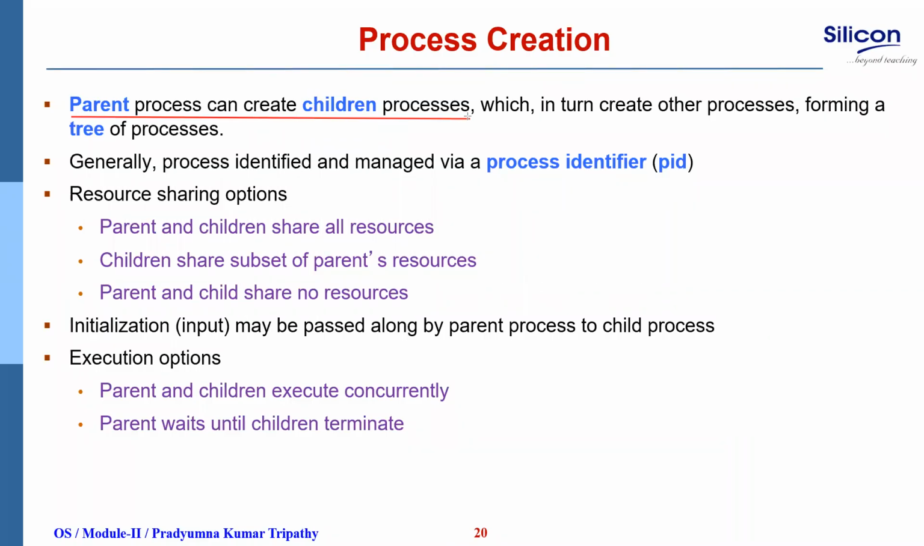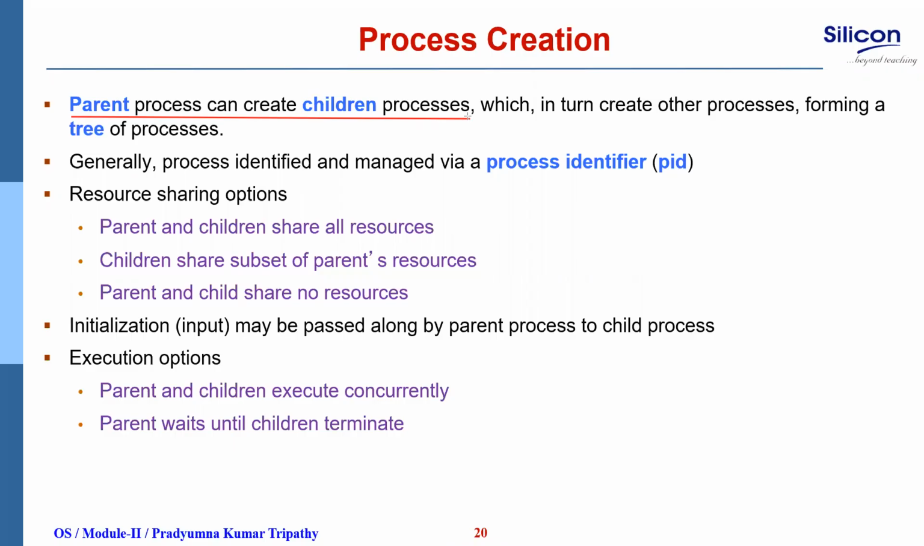We can write programs, maybe in our lab class, maybe after one or two classes, for creation of processes. We can create processes of our own. But a process can create other processes. This means that there must be a parent process, a single process from which the other processes might have been created.